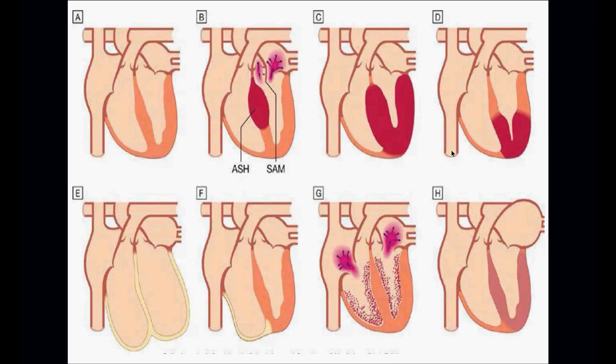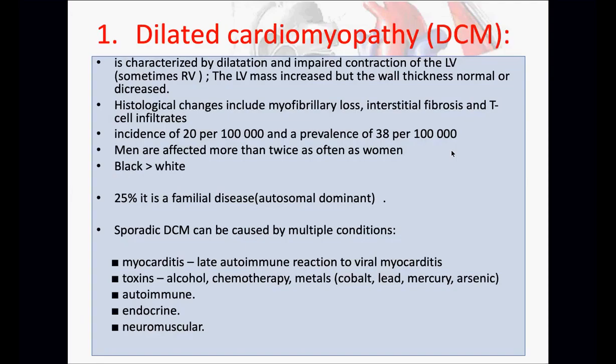In graph E, we see dilated cardiomyopathy, with dilation of both the left ventricle and RV. In graph F, there is arrhythmogenic right ventricular cardiomyopathy, in which there is only dilation of the right ventricle. In graph G, there is restrictive cardiomyopathy. Next slide, please.